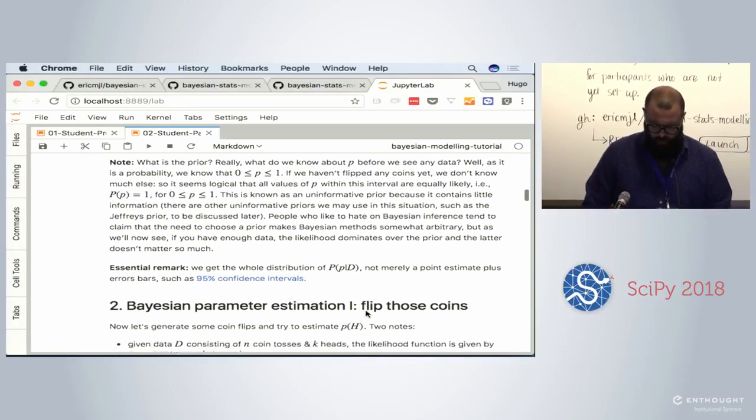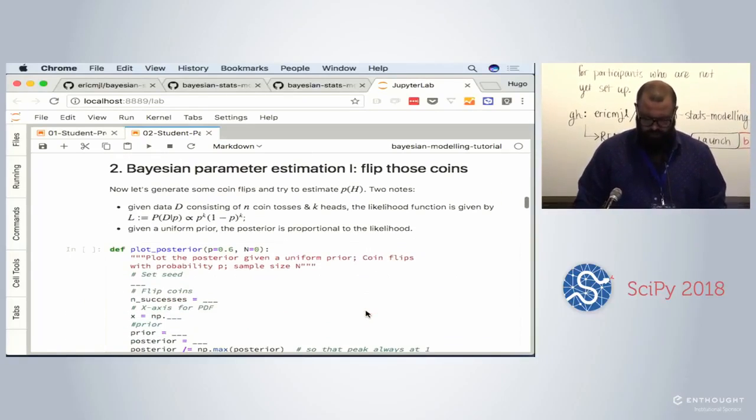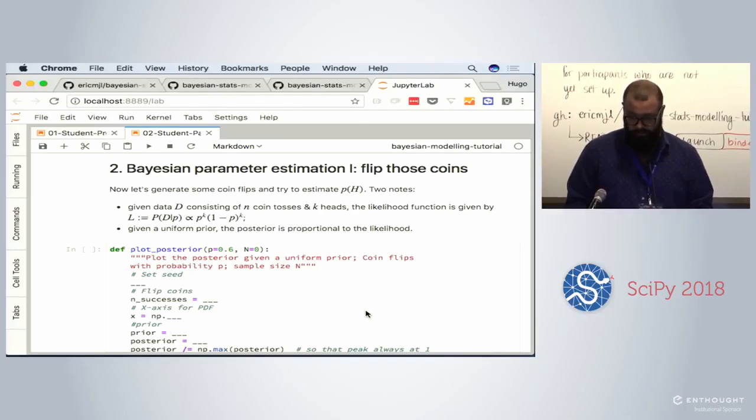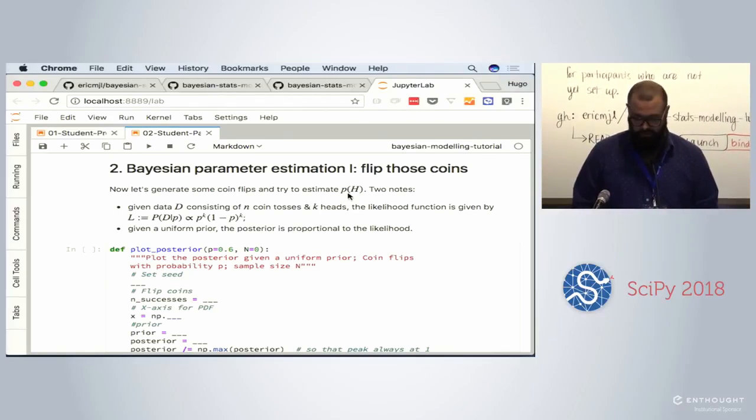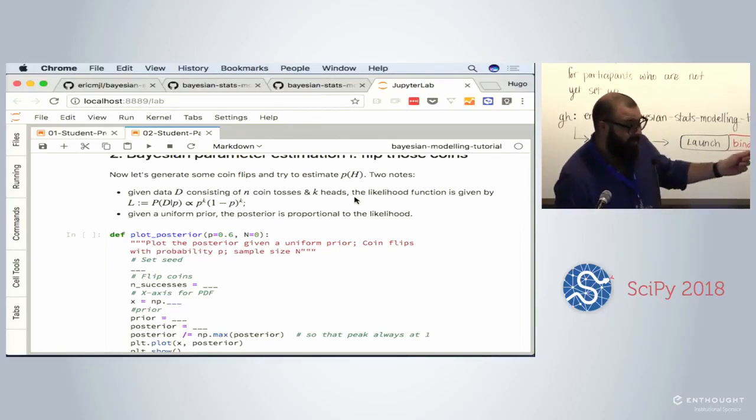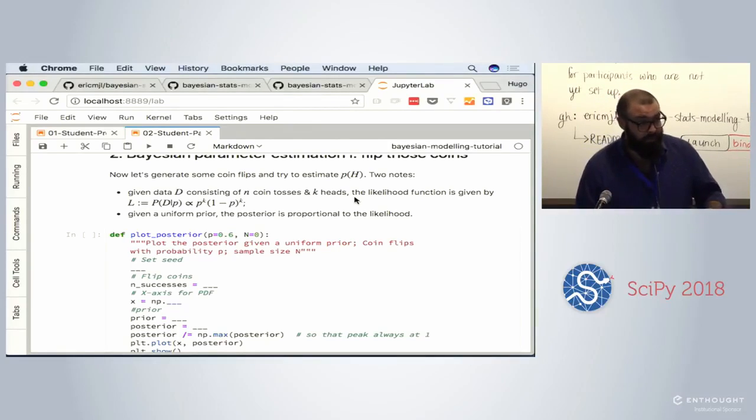Before we do all of that, we're going to generate some coin flips and try to estimate this P, and we're really going to be looking at the posterior of P of heads. Before doing this, I just want to say that the likelihood in this case, the probability of data given P, we've seen what that is. That's actually a binomial. We know how to simulate that. We're not going to simulate the binomial now. What I've given here is the analytic solution.